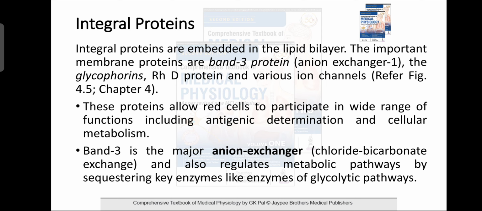Integral proteins are embedded in the lipid bilayer. Which proteins are present in the membrane of the RBC? They are band 3 protein, anion exchanger 1, glycophorins, Rh proteins and various ion channels. These proteins allow the RBC to participate in a wide range of functions, including antigenic determination and cellular metabolism. Band 3 is a major anion exchanger that regulates metabolic pathways through key enzymes, like enzymes of the glycolytic pathway that you learned in biochemistry.